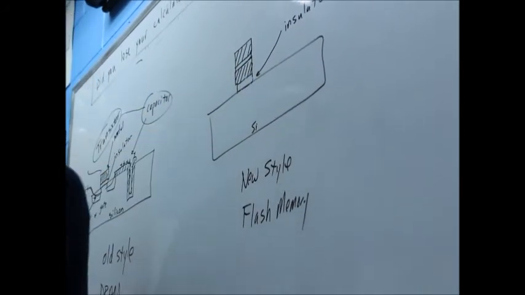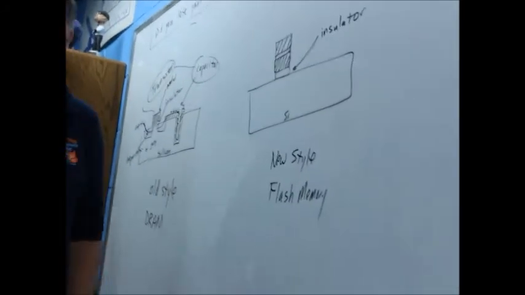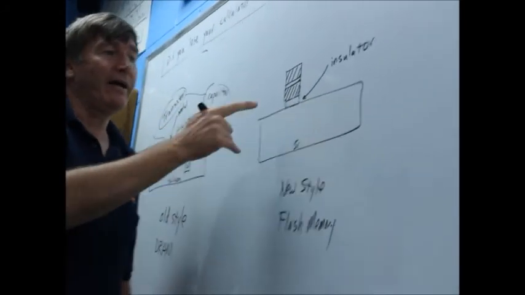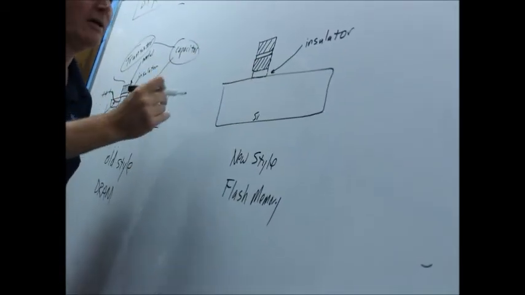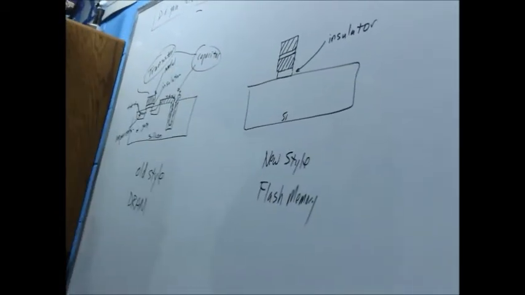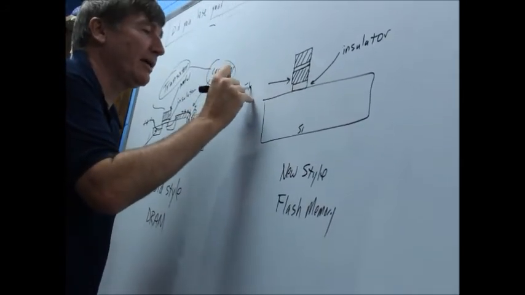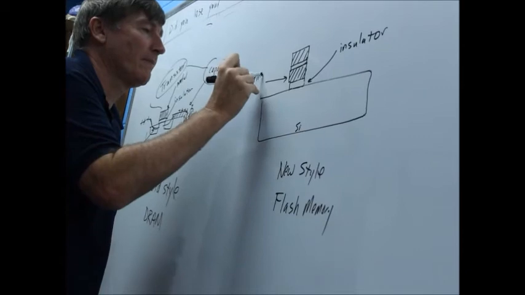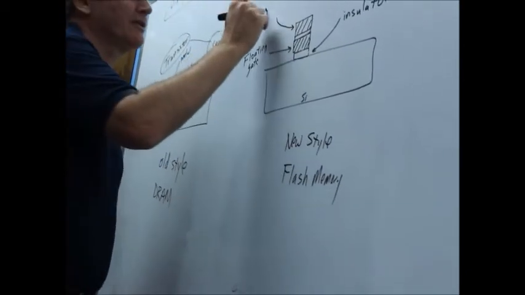And by the way, it doesn't have to be metal, it can be anything conductive. And actually, in real life, they use polysilicon. Let's not get into that. Let's call it metal. All right, so now, this piece of metal right here, I need to give it a name to distinguish it from the other one. So I'm going to call this one the floating gate. And this piece of metal up on top, I'm going to call it the control gate.